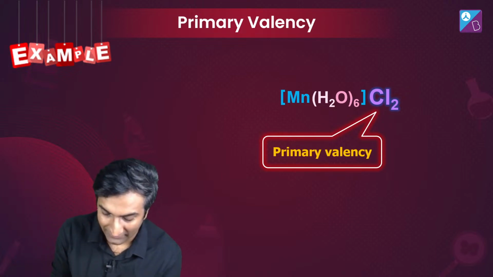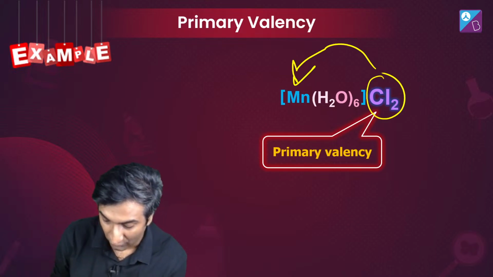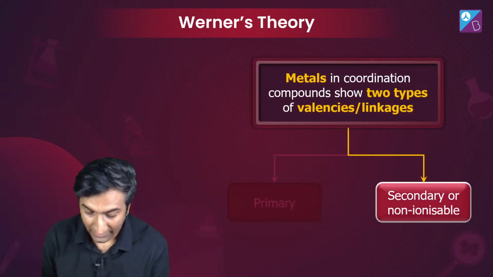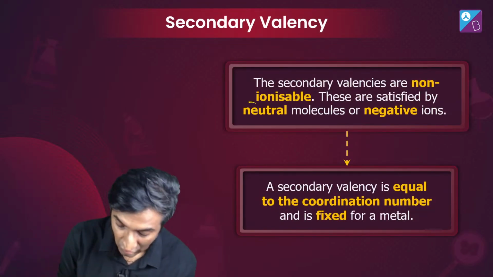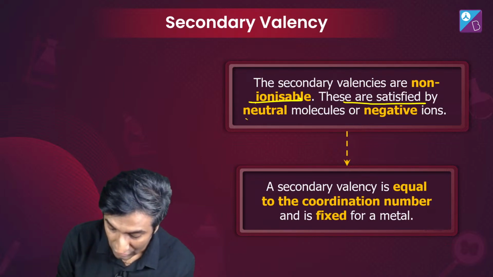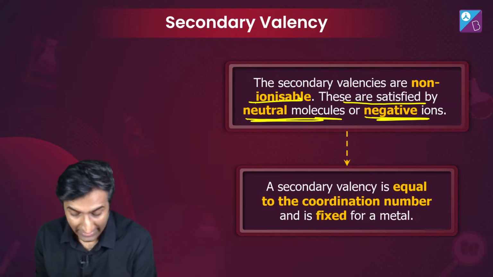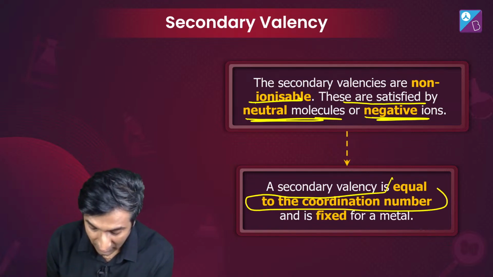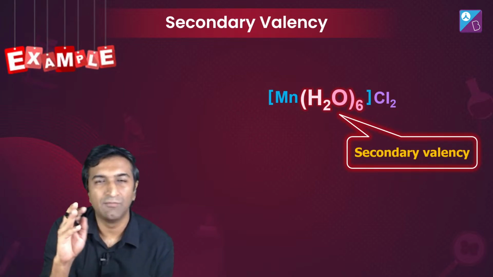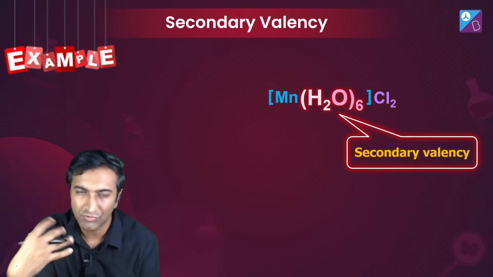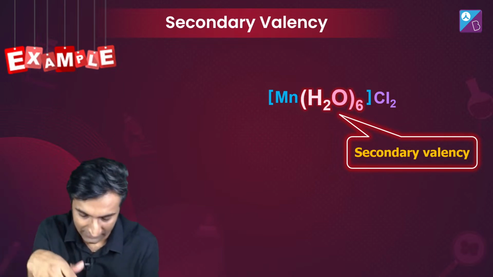ये है इसकी primary valency, मतलब oh, okay, इस चीज से डिसाइड होता है इसकी प्राइमरी वैलेंसी क्या होगी. ओके, कितने हैं. ओके, सेकेंडरी वैलेंसी गिव्स यू द शेप ऑफ द मॉलिक्यूल. वेरी इंटरेस्टिंग. इट्स नॉन आयोनाइजेबल, इट्स सैटिस्फाइड बाय द न्यूट्रल मॉलिक्यूल्स और द नेगेटिव आयंस. ओके, एंड दिस इज इक्वल टू द कोऑर्डिनेशन नंबर और एंड इज फिक्स्ड फॉर अ मेटल. मतलब फिक्स फॉर अ मेटल हो सकता है कभी कभी सेम मेटल 4 या 6 दे दे, बट मोस्ट ऑफ द टाइम्स वन मेटल इक्वेट्स टू वन सेकेंडरी वैलेंसी.